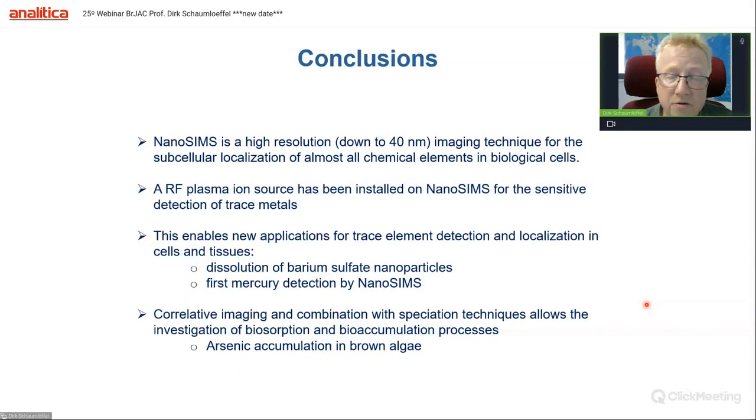Correlative imaging is also an important point: not to rely only on NanoSIMS images, but to use correlative images with other techniques. The combination with speciation techniques allows the investigation of biosorption and bioaccumulation processes, for example arsenic bioaccumulation in brown algae.